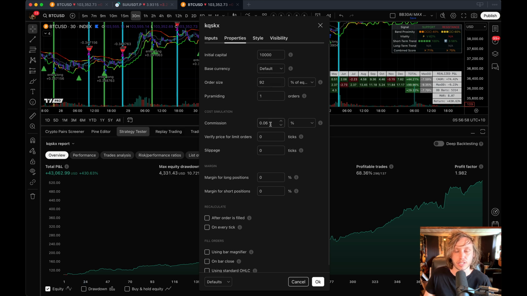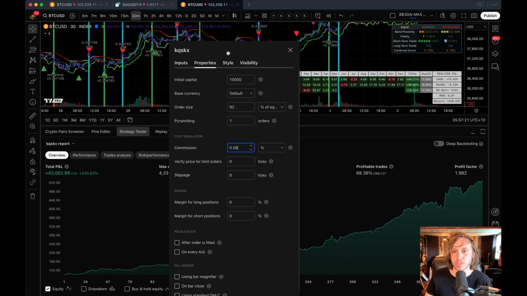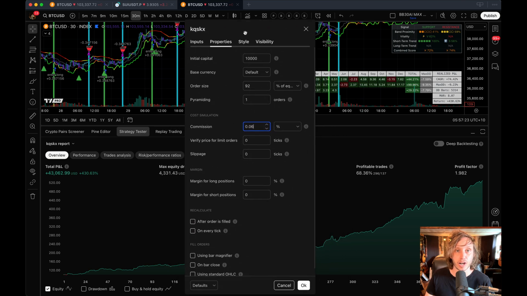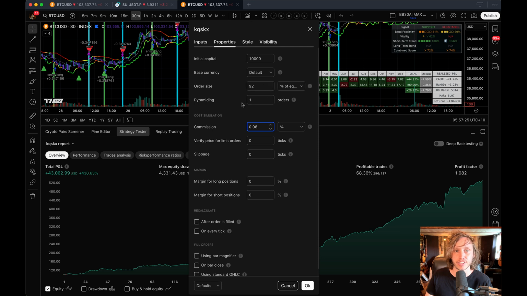And also the commission, I will say, is at 0.06, which is very reasonable if you're using an exchange like Blofin or something like that. Their exchange commission is right around there. So that should be actually fairly realistic. This 92% of equity is actually how I trade my accounts. But I will say over time, the losses do mean more and hurt more if you're trading like this.